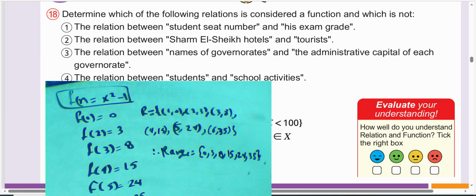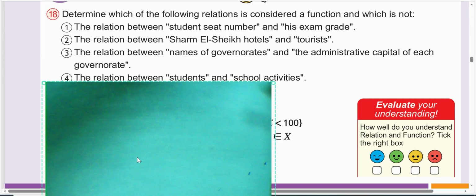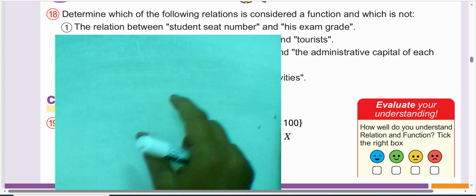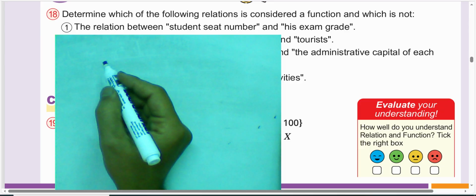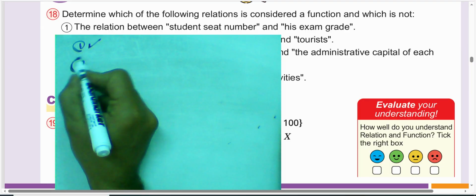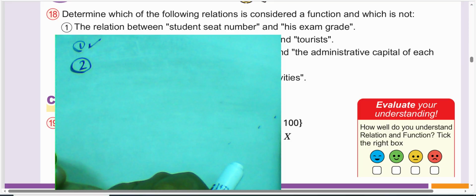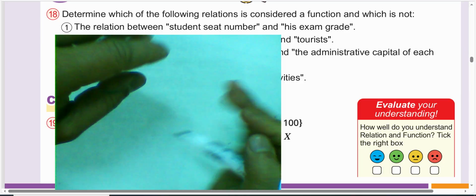Next question, determine which of the following relations are considered a function and which are not. Number 1, the relation between the student seat number and his exam grade. Okay, it's a relation, and it is a function because each student has only one grade in the exam. Yes, this number 1 is a function because each student has only one grade in the exam.